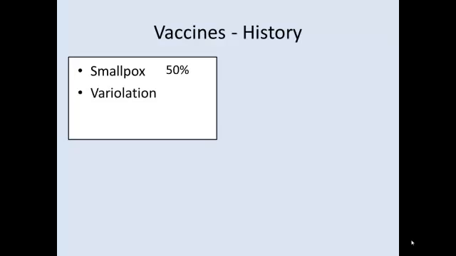There was a practice that began in China called variolation, which was to take a scab or pus from a smallpox patient, and if it was a scab, you dried it, ground it up, and then sniffed it up your nose. Sounds lovely, doesn't it? But that reduced your possibility of fatality to 1%.